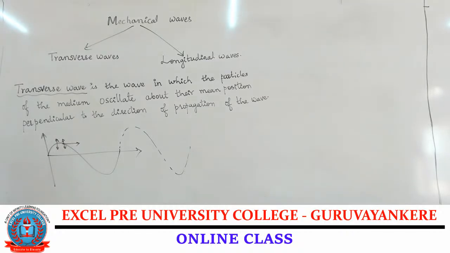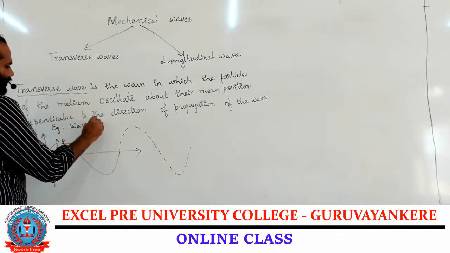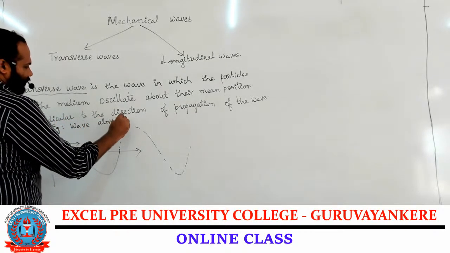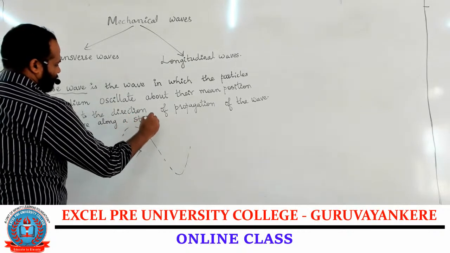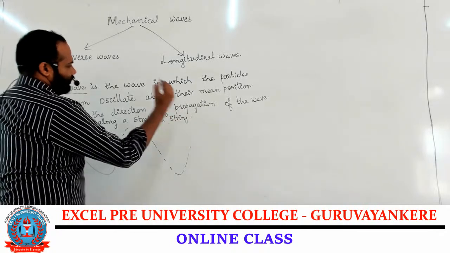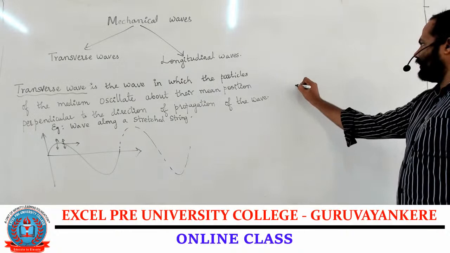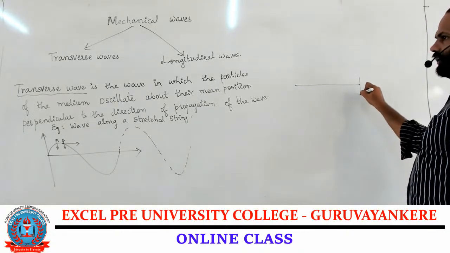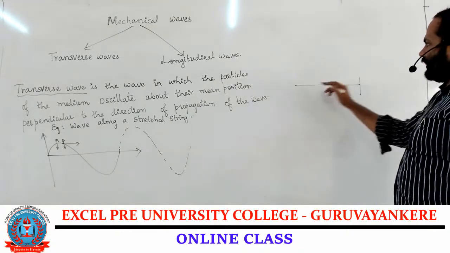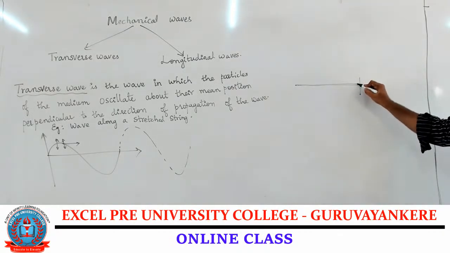The best example is a wave along a stretched string. If the string is connected to one side and it is plane, then this is regarded as the mean position. We call this the mean position.